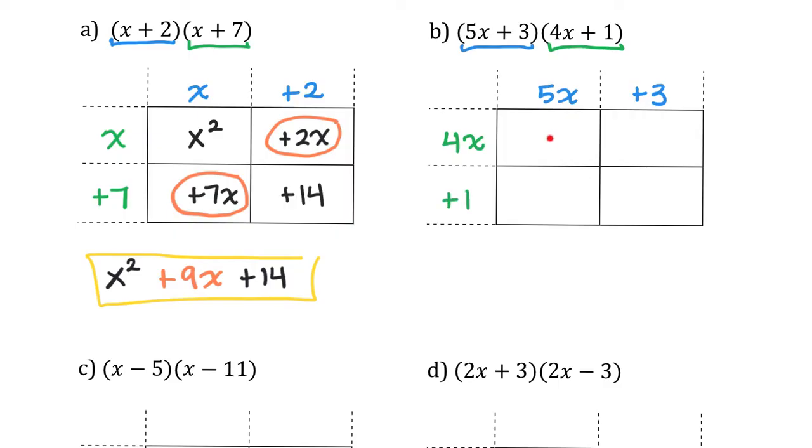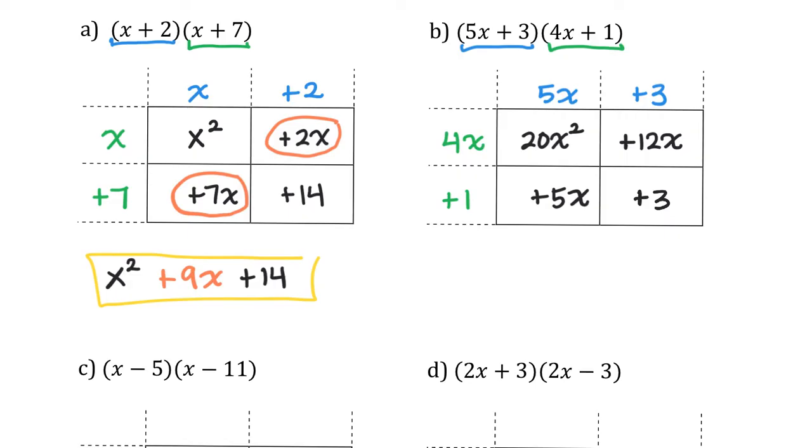Okay, to figure out the box, I multiply this times this. So 5 times 4 is 20. x times x is x squared. Over here, 4x times 3 is 12x. I like to put the positive 12x to keep track of my signs, but you could just put 12x. Here, positive 1 times 5x is positive 5x. In the last box, 3 times 1, which is positive 3. Same terms as if I had done distributive property, just organized differently.